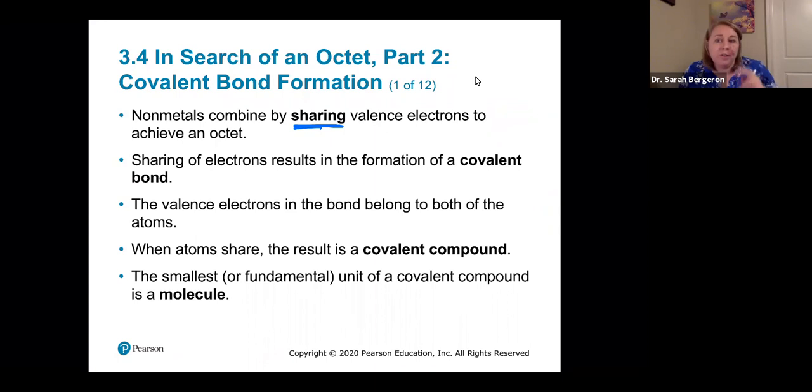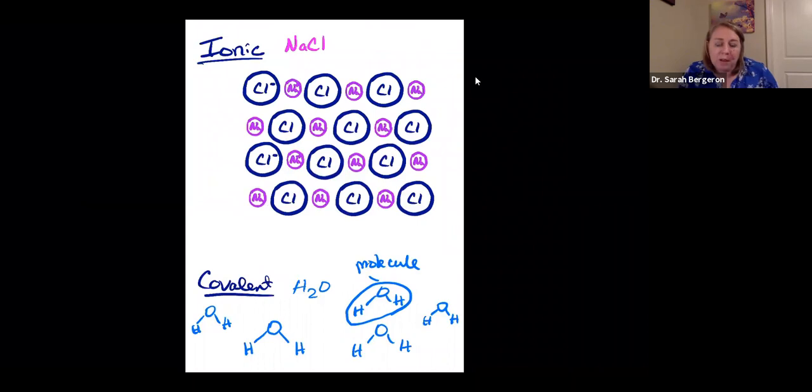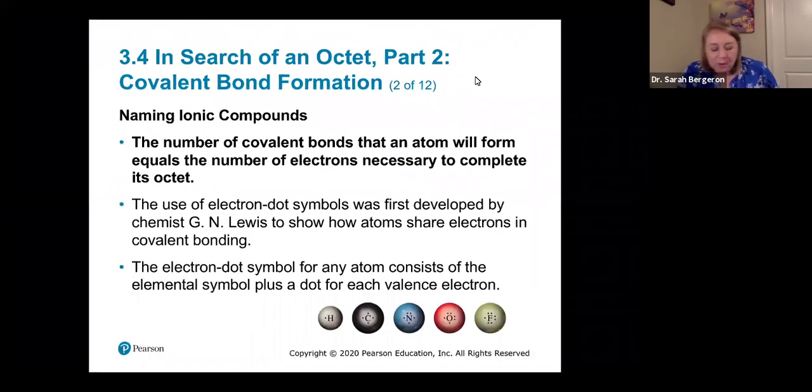And so those shared valence electrons no longer belong to only one atom, they belong to 2 atoms. And so any 2 atoms that are sharing electrons form the covalent compound, the bonds inside of them. So the smallest unit of a covalent compound is a molecule. Like here, we had 1 molecule of water. We don't see that in ionic. We only see molecules in covalent. So how do we know how many bonds anything's going to form, right? Why does water only form 2 bonds, right?